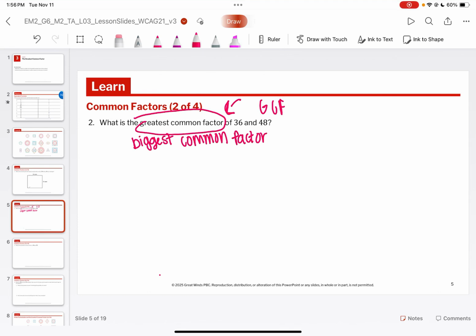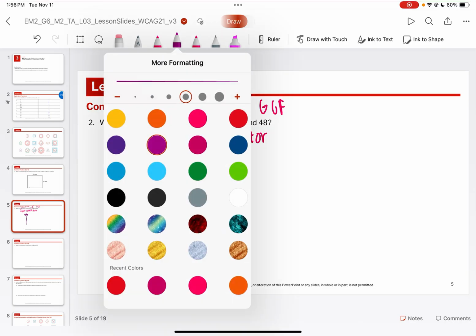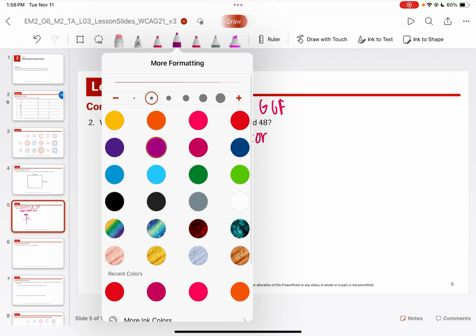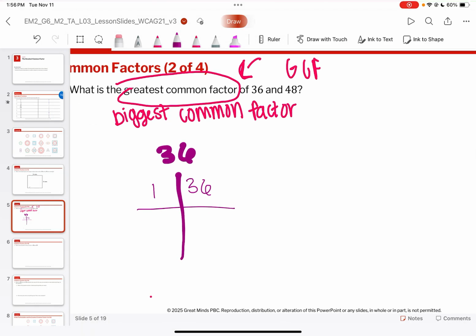Sometimes you will see GCF, and that means greatest common factor. Let's go ahead and do 36 first. We always start with what factor pair first? 1 and 36. When I say factor pair, I just mean two factors that go together. What number comes after 1? 2. I'm checking: can I multiply 2 by a number to get 36? Yes. 2 times what? 18.